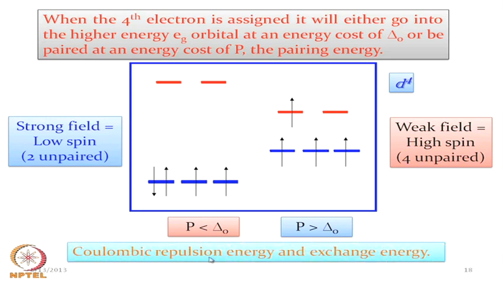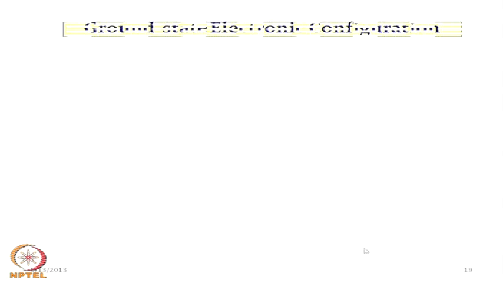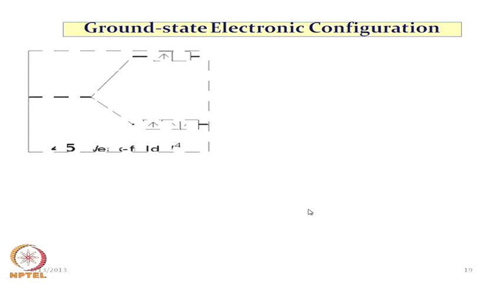And also we are considering that the energy levels we are talking about are all electrostatic in nature. So this particular delta term is related to the Coulombic repulsion energy for the interaction, and the P term is the corresponding exchange energy for the pairing. Then how we find the ground state electronic configuration, we have seen just now.